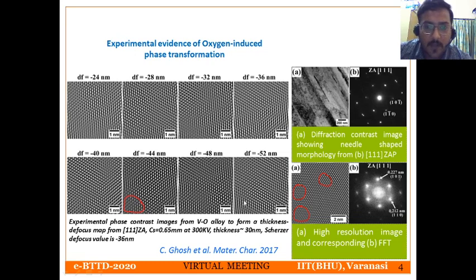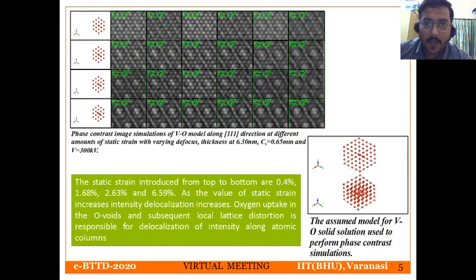So our hunch is that the intensity delocalization is due to the incorporation of strain due to oxygen. So what we did next was to simulate thickness defocus maps under various amounts of static strain in JEMS, and we could find that as static strain introduction increased, the intensity delocalization increased.